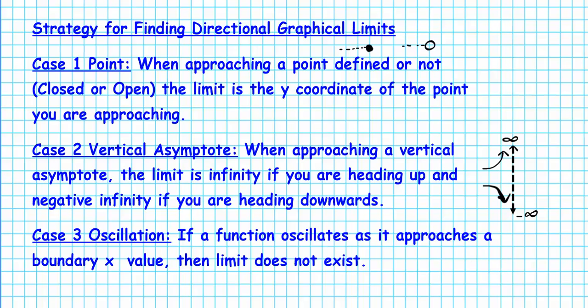The final case is oscillating while you're approaching a boundary x value. So some functions exhibit an oscillating behavior as they approach a particular x value. So if it keeps oscillating up and down graphically, in that case, the function is not approaching a specific y value. So in that case, the limit does not exist when you're oscillating as you approach a particular x boundary.